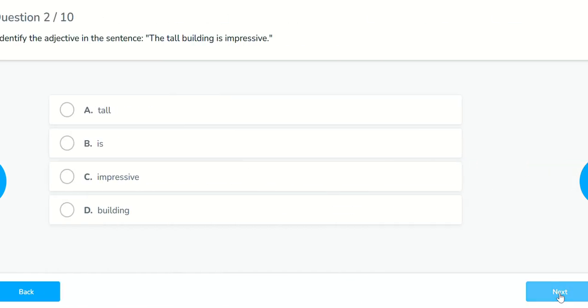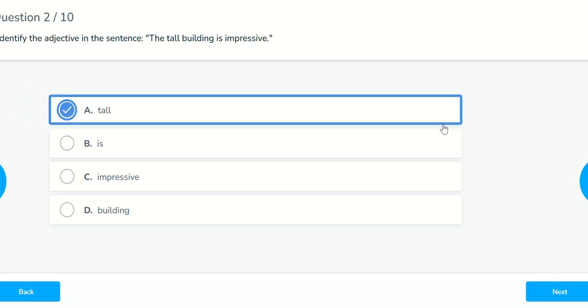Number 2, identify the adjective in the sentence. The tall building is impressive. Yeah, this one is easy. You already know. It's tall.